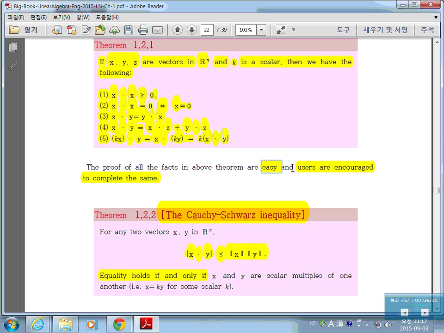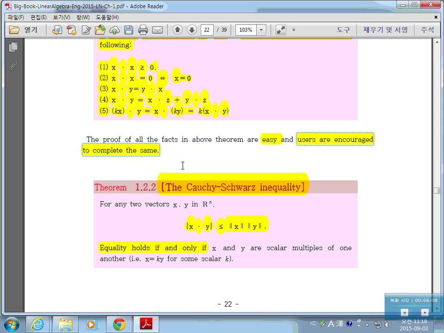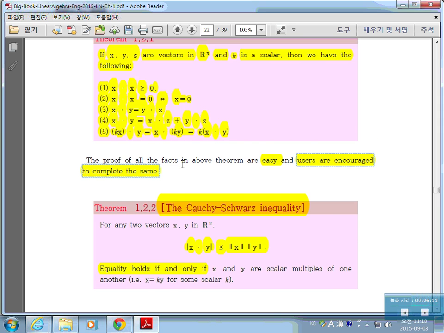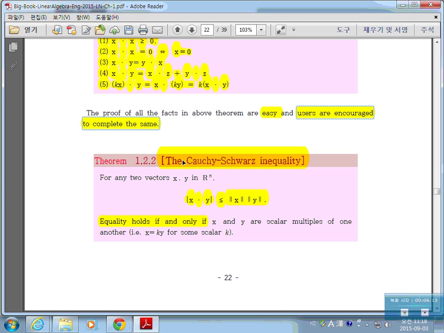So I ask you to do check these properties. The most important part of this section is this Cauchy-Schwarz inequality, which says the absolute value of the inner product of x and y is always less than or equal to the product of the norm of x and the norm of y. Equality holds if and only if x and y are scalar multiples of one another.